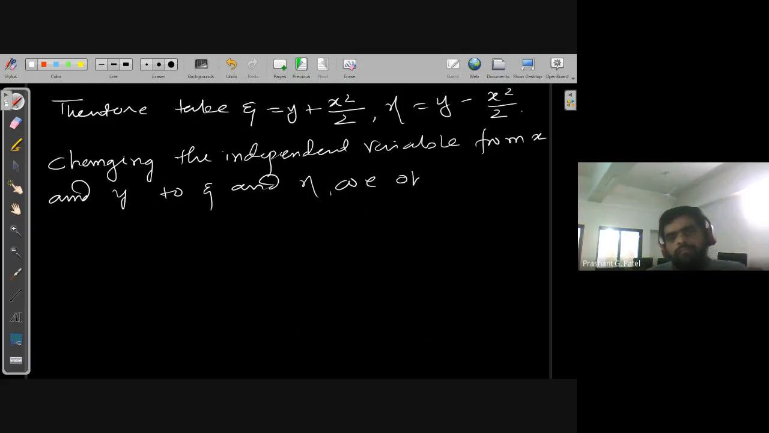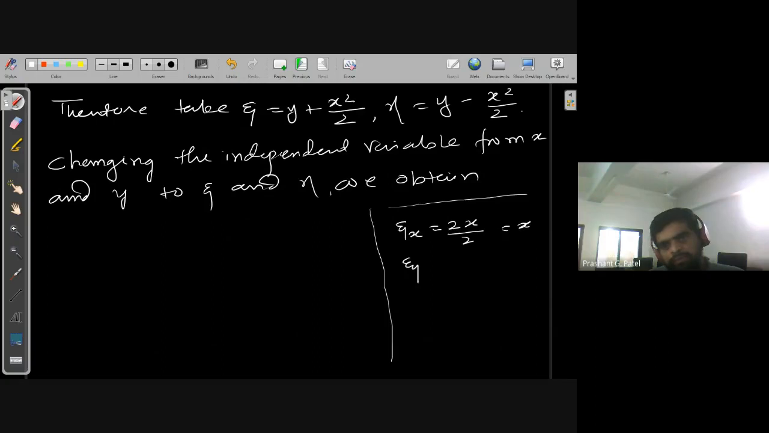We obtain, so let me calculate first xi x. The xi x is 2x by 2, which gives me x. Xi y, that is the partial derivative of this with respect to y, gives me 1. Eta x gives me minus x, because the derivative of minus x square is 2x, and eta y is 1. So we have this situation.